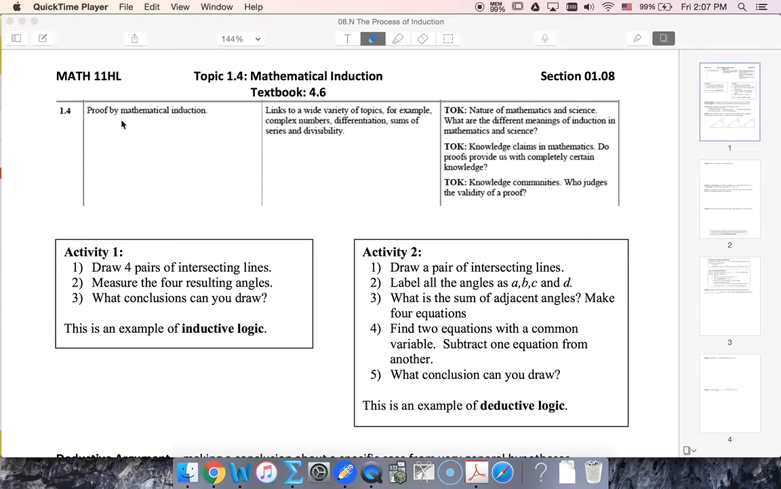Hello students, Ms. Slyman here, and now we're looking at proof by mathematical induction. And this one's really nice because we can link it to a bunch of topics that we study, and there's a lot of TOK topics that it connects to.